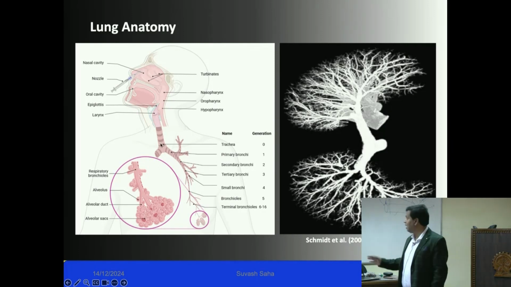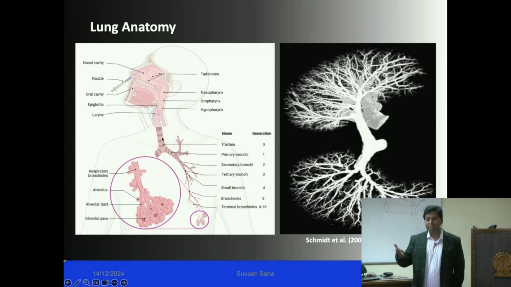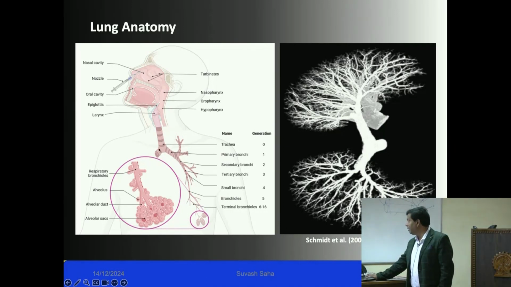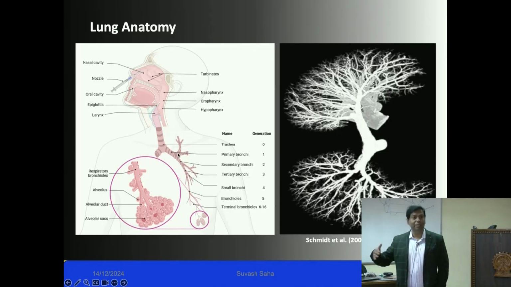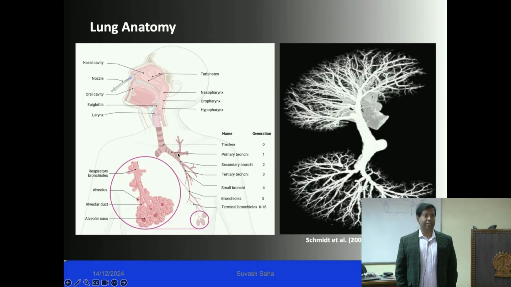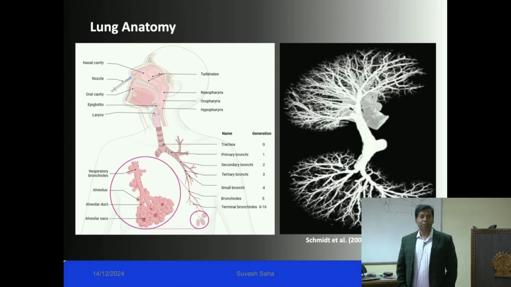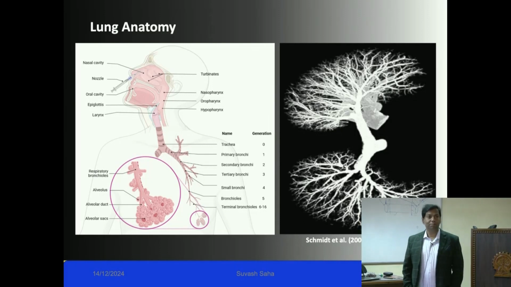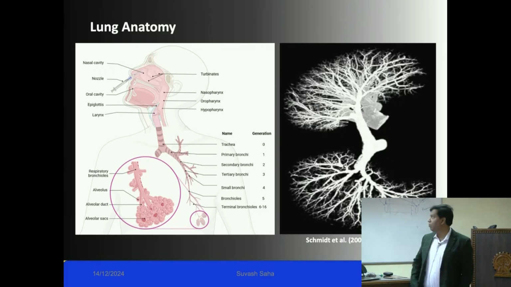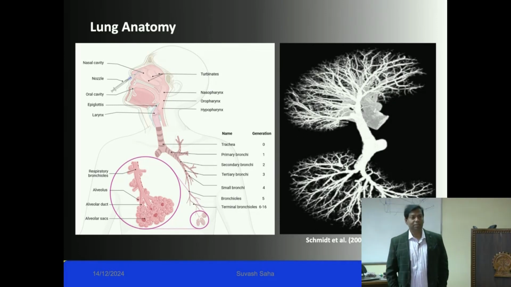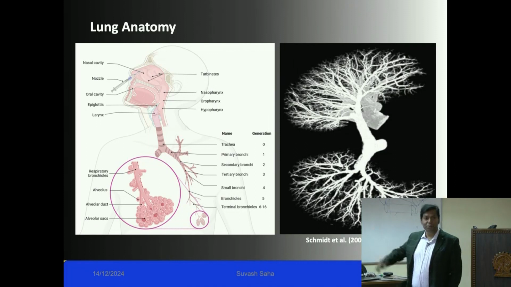From here we specify how we understand that. We specify this one as generation 1 or generation 0. Some researchers call it generation 1. Then it bifurcates into 2, so this area they call 1, and after that 2. This way we have 23 generations, so 23 bifurcations. So that means, how many outlets do we have? We have one inlet. So how many outlets? Anybody? 2 to the power 23. So we have a huge number of outlets.